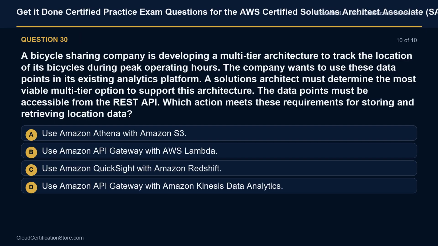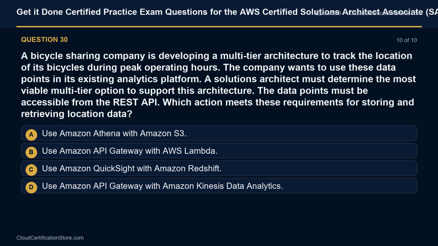Question 30. A bicycle sharing company is developing a multi-tier architecture to track the location of its bicycles during peak operating hours. The company wants to use these data points in its existing analytics platform. A solutions architect must determine the most viable multi-tier option to support this architecture. The data points must be accessible from the REST API. Which action meets these requirements for storing and retrieving location data?